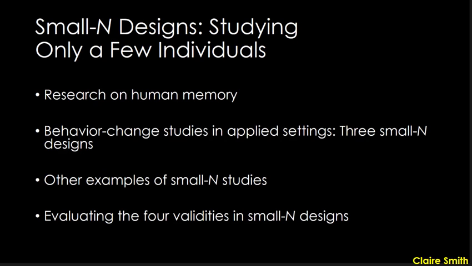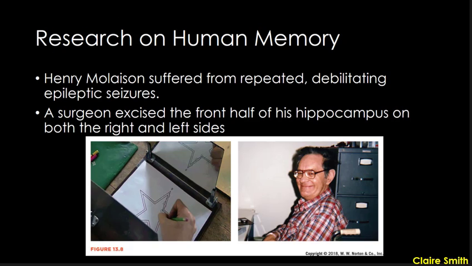Okay, so for small n design, how we're going to learn about it, we're going to look at some research on human memory, behavior change studies in applied settings, so 3 small n design examples, some other examples of small n studies, and then looking at the 4 validities in relation to small n designs. So first, looking at research on human memory. If you're in my neuropsych class last semester, this should be familiar to you. A lot of introductory psych classes, I know brain and behavior talk about memory as well.